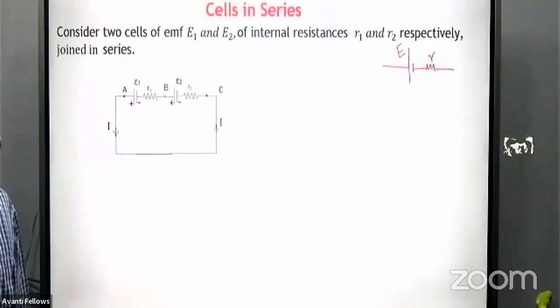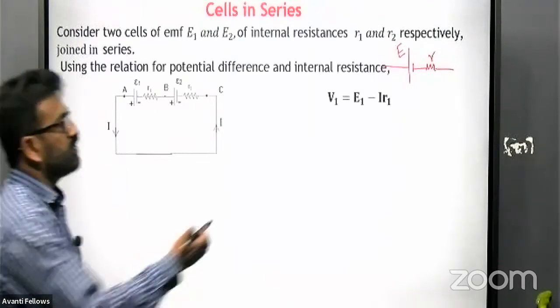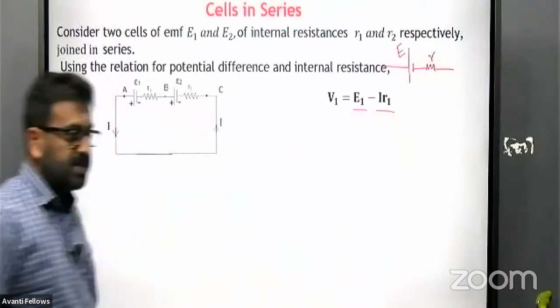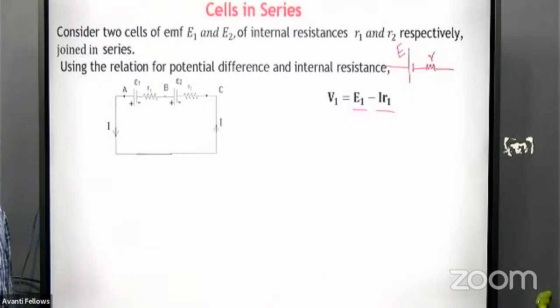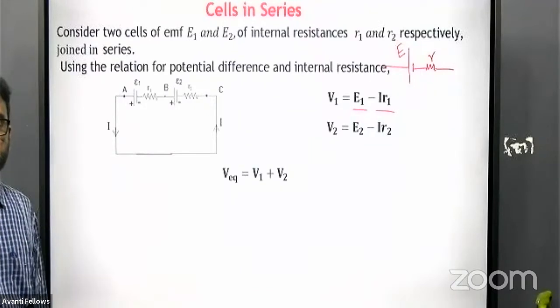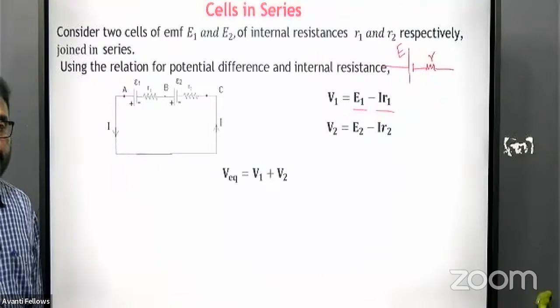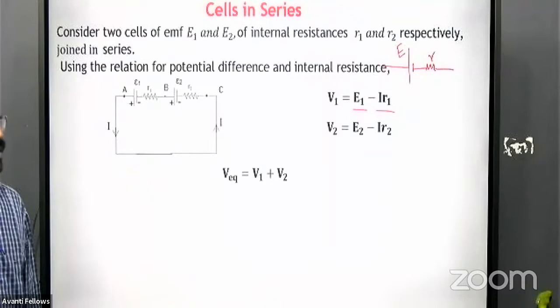Then V1, as we have learned earlier, will be equal to E1 minus IR1. E1 is the EMF of the first cell, and V1 is the potential difference developed across the first cell. Then V2 will be similarly E2 minus IR2. Then V equivalent, the total voltage of the two cells, will be equal to V1 plus V2, the sum of the individual potential differences.